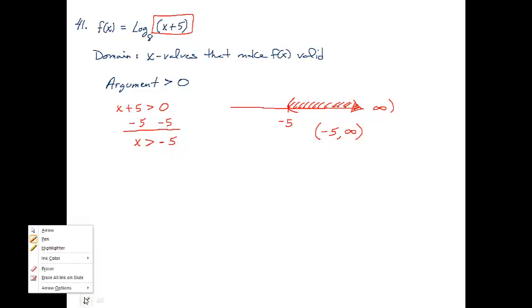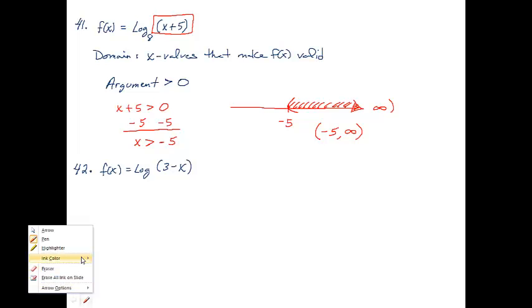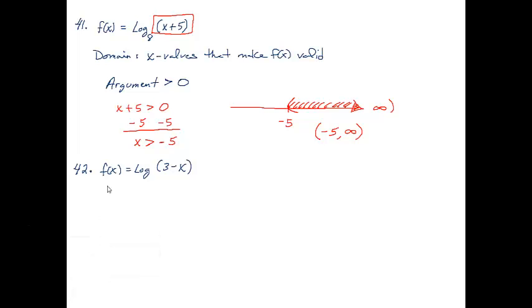Alright, let's continue finding domains. Let's work on number 42. So now I have f of x is log of 3 minus x. F of x is a log of 3 minus x. I do not need to remind you again that the domain means the x values and that the argument has to be greater than 0. So let's just work it out.